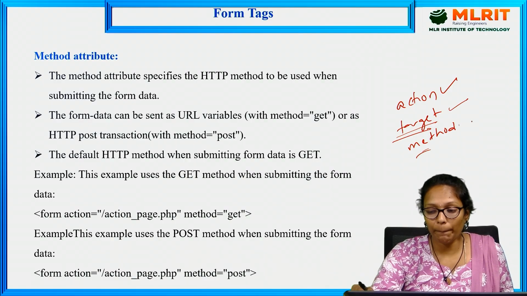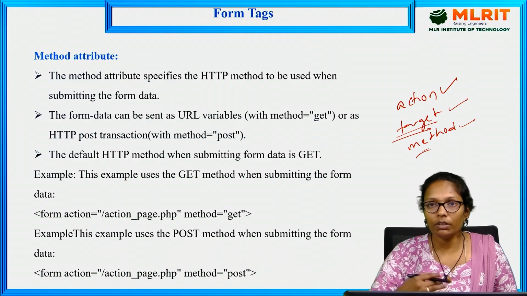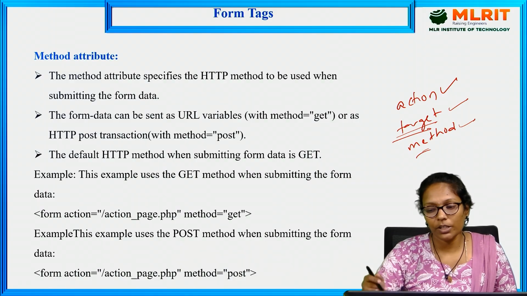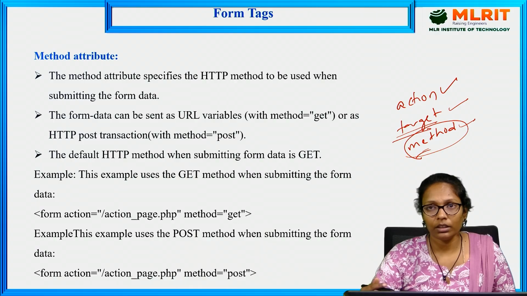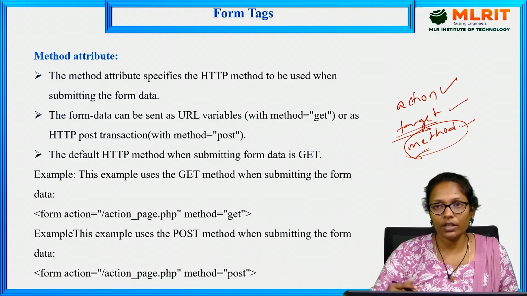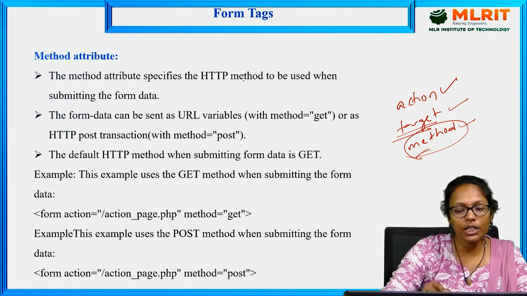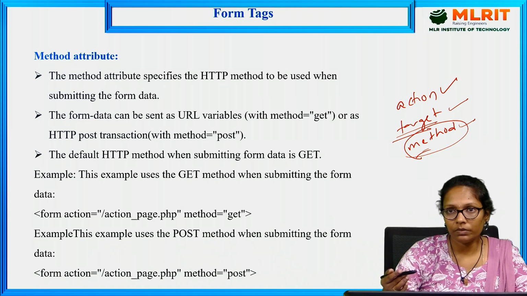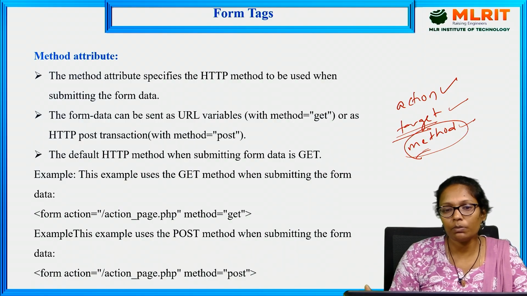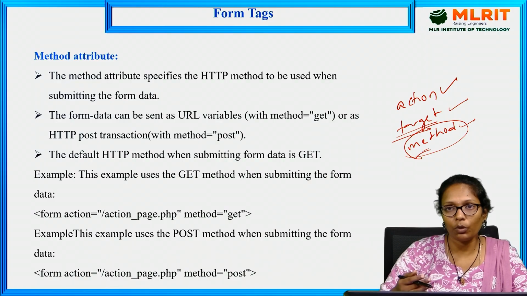And the next one is method. So whenever you send your data to the backend page, the data will be transferred, right? How the data will be transferred? The method of data transmission can be mentioned using the method. So whether it should be in a secured way or in not secured way, you can mention using the method attribute. The method attribute specifies the HTTP method to be used when submitting the form data. To send the form data to the server, you are using HTTP methods. HTTP is nothing but Hypertext Transfer Protocol. The data will be transferred to the server through a protocol called HTTP.